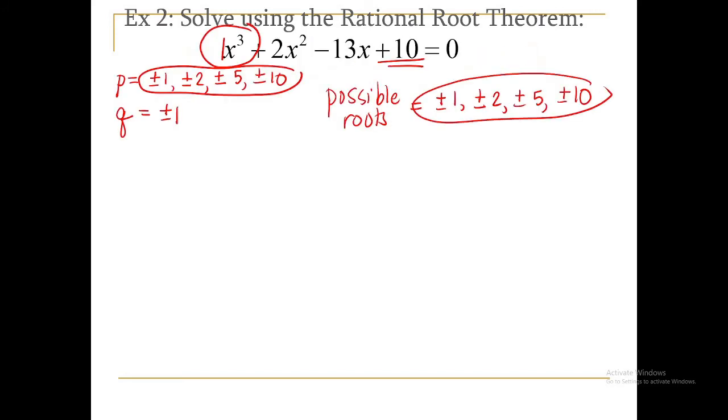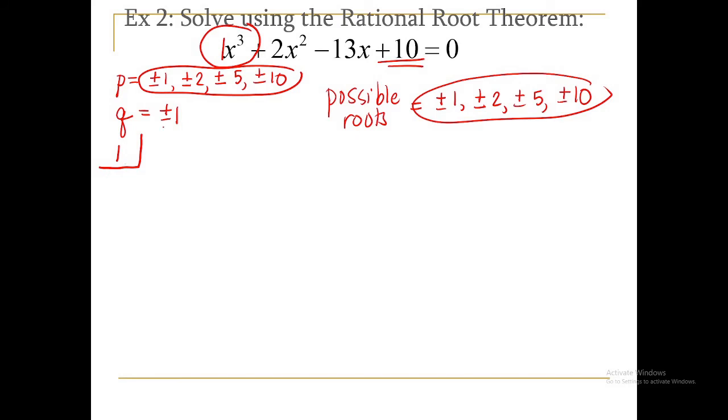Okay, let's proceed with our synthetic division. Unsa may ganahan ninyo? Start with positive 1. That's the first thing. Pwede na jud mo mag-una sa 10, pero you're just, I don't know if makachamba mo, chamba-chamba ramang gud ni. Pero ako, I usually start with 1, then negative 1, then 2, then negative 2, so on and so forth.